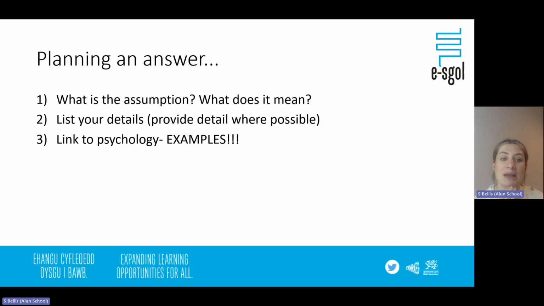So again, if we're going back to that really, really mini way to plan an answer, what is the assumption? Well, the assumption here is that you have neurotransmitters in your brain. They are chemical messengers, and they are moving around your brain to help you process how to think and feel and behave. What does it mean?